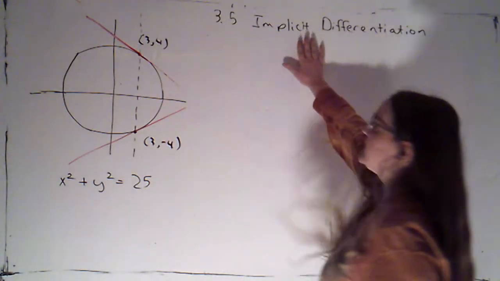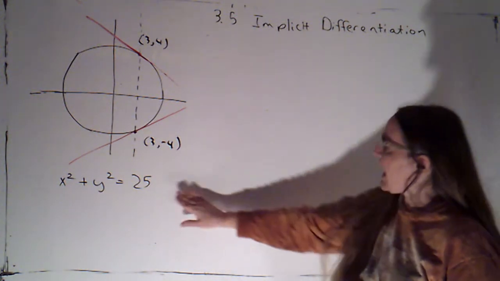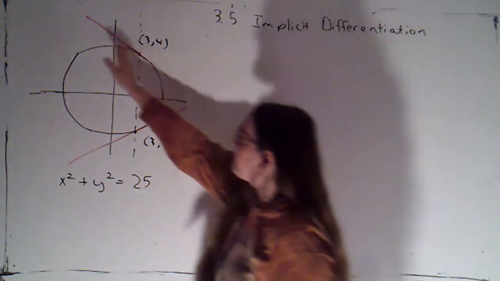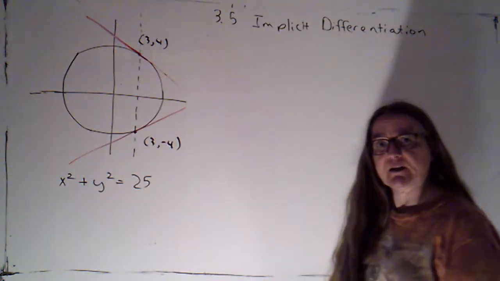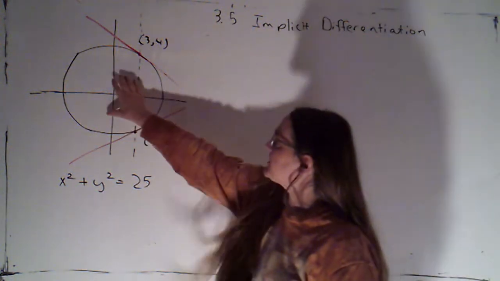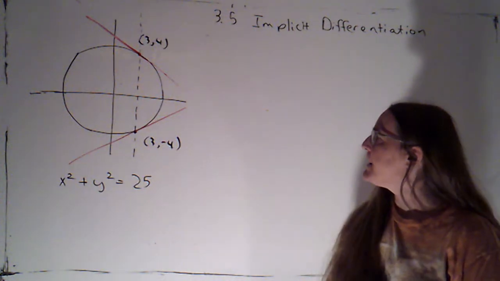Section 3.5 is about something called implicit differentiation. This is something we can use when we have an equation and a corresponding graph. Here's an equation, x squared plus y squared equals 25. The corresponding graph is this circle centered at the origin of radius 5.